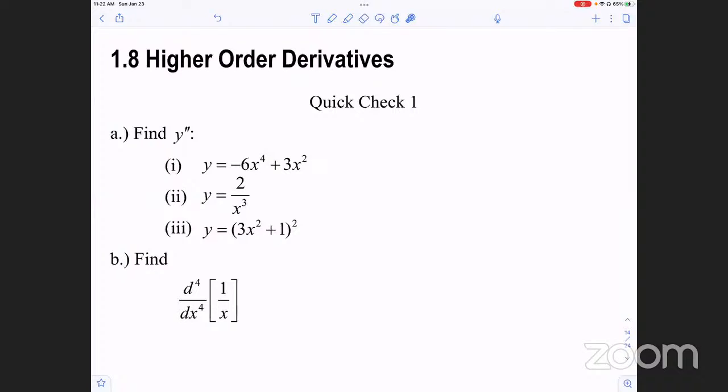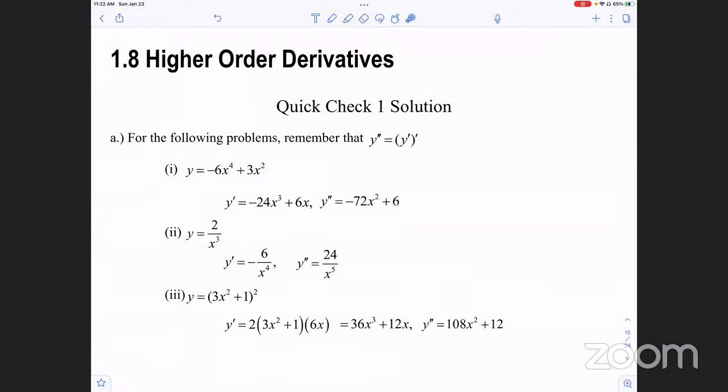So the quick checks I usually leave as an exercise. So I'm going to leave that for you. Just give it a go. And if you want to talk about any of them, we can. And I think here's a solution for those.